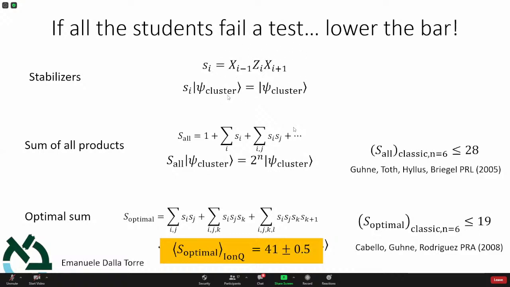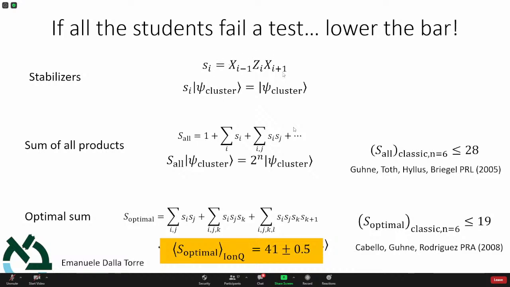The stabilizers are actually something that I introduced to you, which is this. I didn't call them stabilizers, but they are the stabilizers. So this is X, Z, X. Remember I told you the cluster Hamiltonian is a Hamiltonian that is the sum over X, Z, X. Remember, that's what I defined as the cluster Hamiltonian. And each of these terms, this X, Z, X, is called a stabilizer.